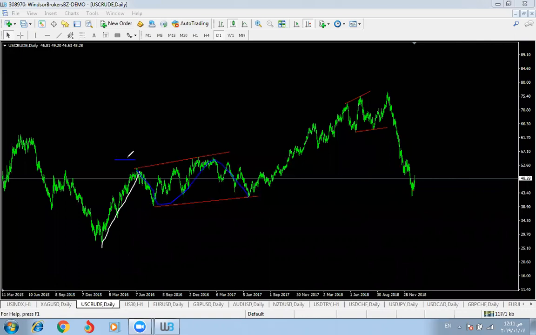This is wave 1. Let me put the number 2. This is wave 3. This is wave 4 in the form of running flat. And this is wave 5. This is whole, we can consider it as whole 1 or A. And the price has moved to the downside aggressively.